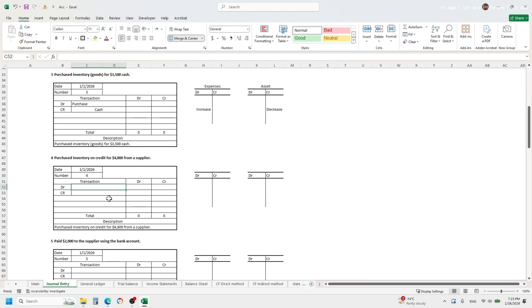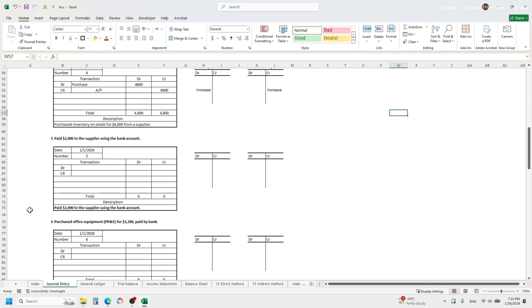Here, purchase increases, and accounts payable also increases by 4,800. Also see it's balanced, as it should always be. For this one, sorry, I forgot to write the amount. Here also expenses increase, so we debit, and accounts payable, which is a liability account, also increases, so we credit.